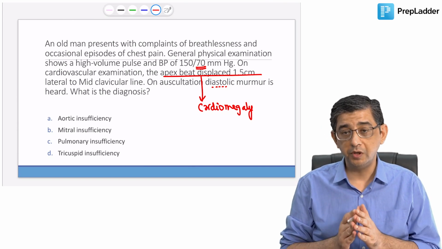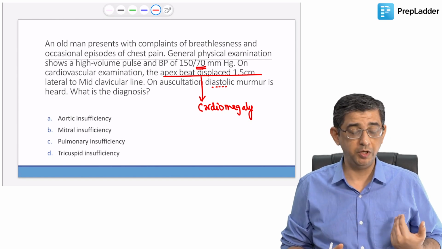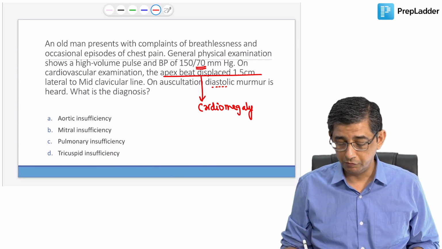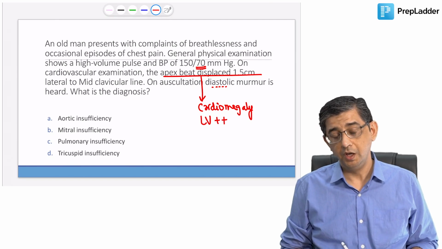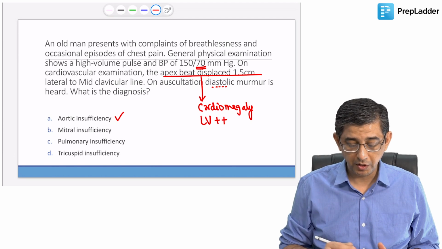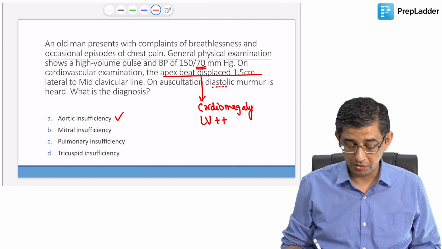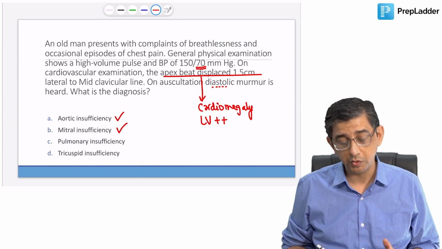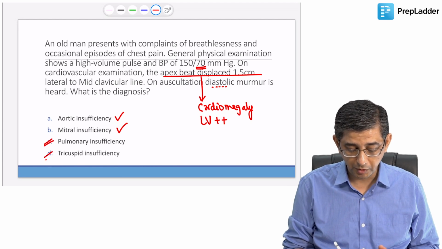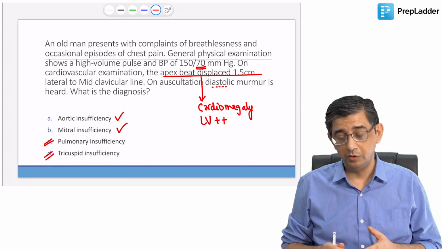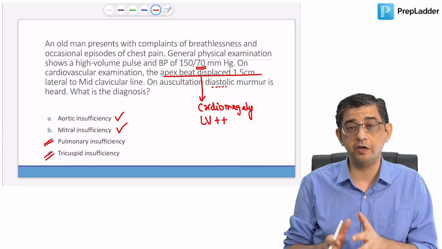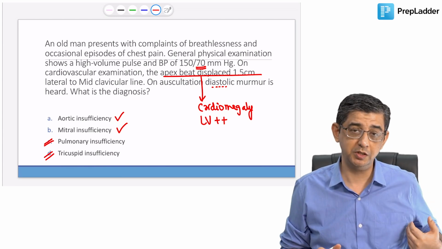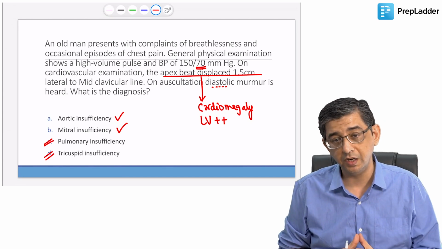To solve this question, you need to understand first of all that he's talking about displacement of the apex to the left. So which ventricle is involved in this case? It is the left ventricle that is involved in this case. That means that either the answer will be aortic insufficiency or the answer will be mitral insufficiency, because pulmonic and tricuspid I'm ruling out because they're related to the right side of the heart. The main keyword in this MCQ is the first step is to identify which side of the heart is getting enlarged, because the apex beat is displaced to left, so that means it is left ventricular enlargement.